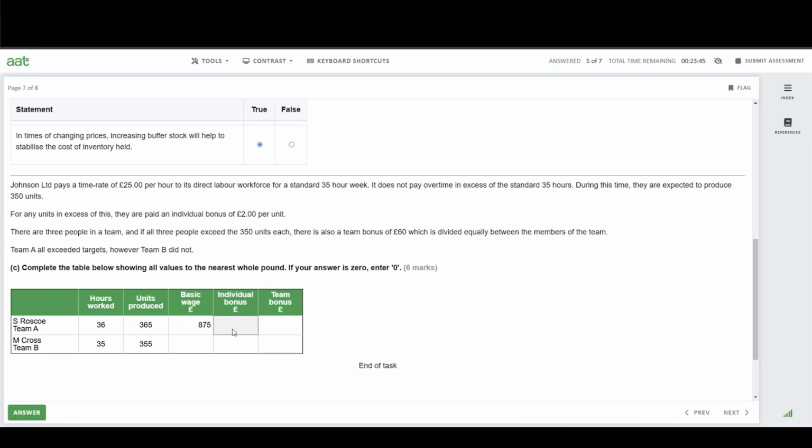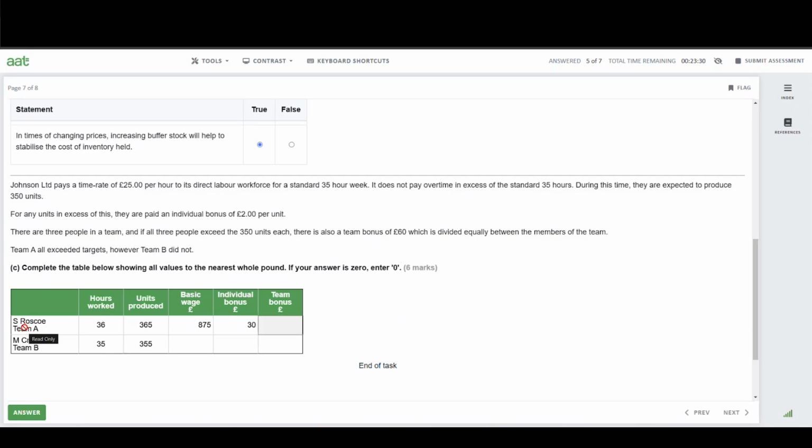Please don't put £15 in here. We need to work out the bonus that's paid. The bonus is payable at £2 per unit. So 15 times 2 gives us £30. We don't need 2 decimal places, so we can leave that at 30.